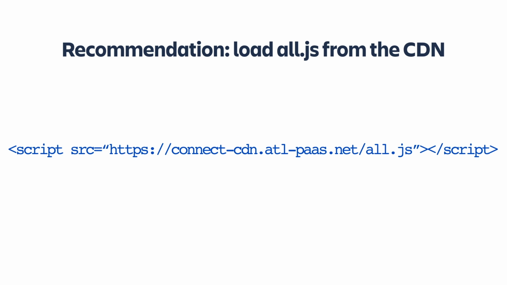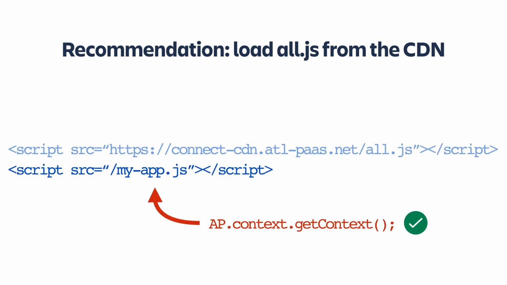Let's move on to some recommendations. I would recommend you start loading all.js from our CDN because it's easier to code and your app will get a little performance boost. As mentioned before, make sure you add your other script tags after all.js so that they are loaded in the correct order. This way, your app script can immediately start referencing the global API object provided by all.js.